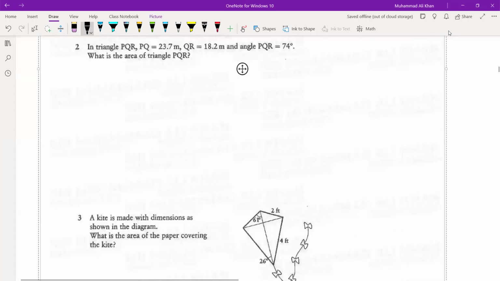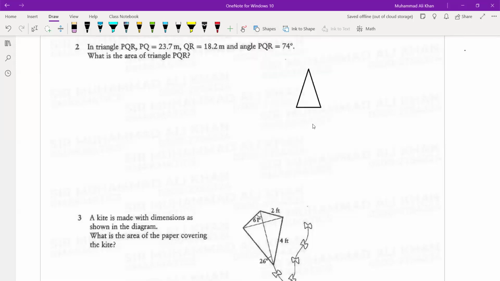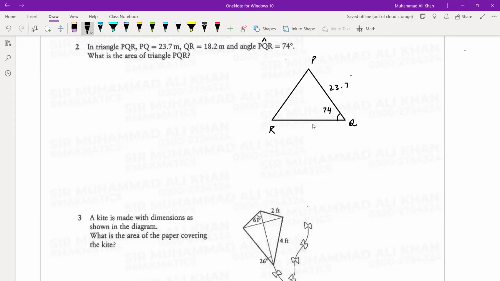Now, question number 2 is, in the triangle PQR, here it is P, here it is Q, and here it is R. Angle PQR is 74. The angle is formed between the two sides. Here it is 74. PQ is 23.7. QR is 18.2. We have to calculate the area of the triangle.